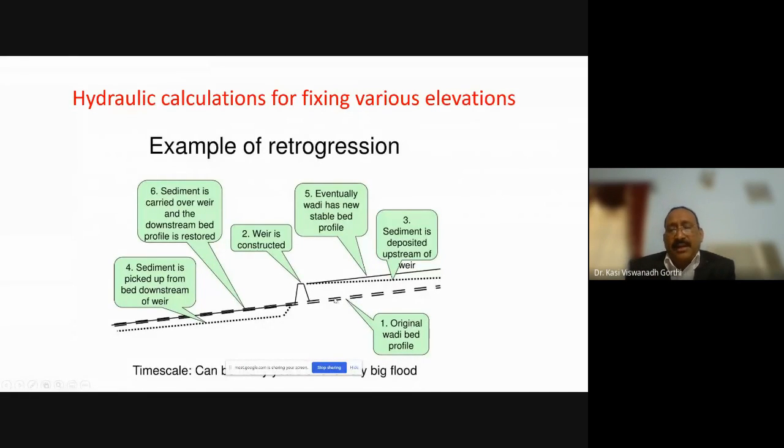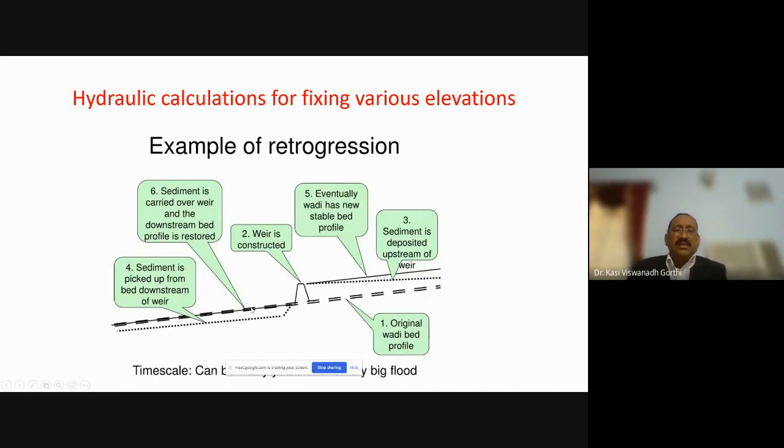So this is the original bed of the river. Then there is construction of the weir. After constructing the weir, there will be deposition of the sediment on the upstream side of the weir. Because a weir is constructed, so this is a weir wall. Once there is a weir wall constructed, the water level rises and also the sediment starts depositing. So the sediment is deposited in the upstream of the weir. Then the sediment is picked up from the bed downstream of the weir here also. Then eventually the bed has a new stable bed profile. Then sediment is carried over the weir and the downstream bed profile is restored back.